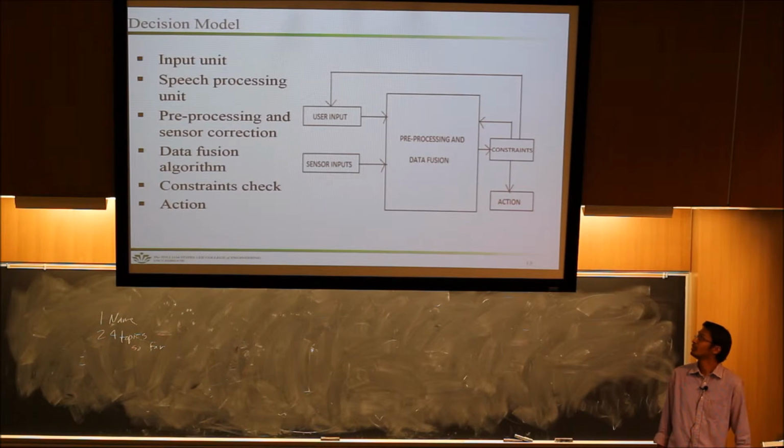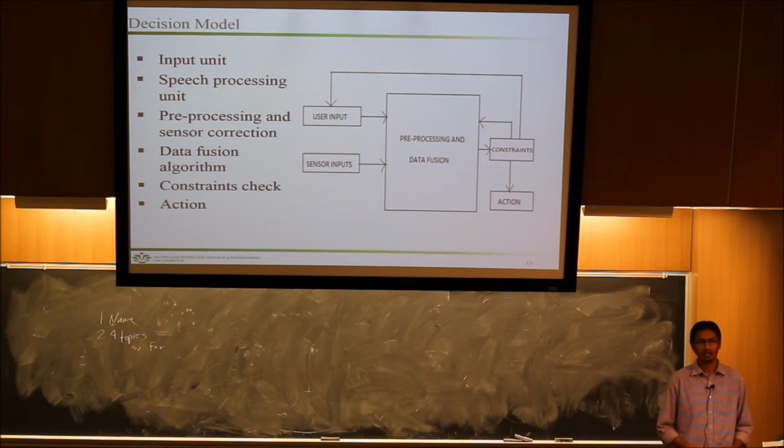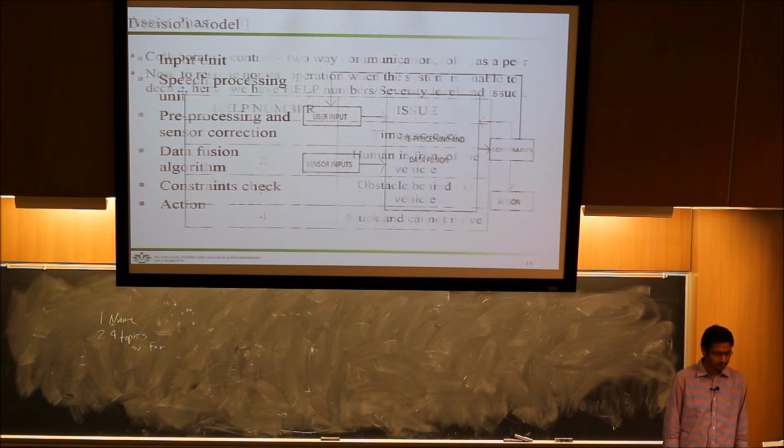This is the overall system. The user input can include the map of the environment or any constraints, which form the soft data set. The sensor inputs are something that we cannot control, which come from the physical sensors, and that's the hard data set. The pre-processing and data fusion includes the data fusion algorithm as well as the sensor correction, that is, alignment and association. The constraints check is a block that makes sure that even though we have a decision, it matches the kinematics or other dynamics of the vehicle. And finally, you have the action, which is what we want the vehicle to do.